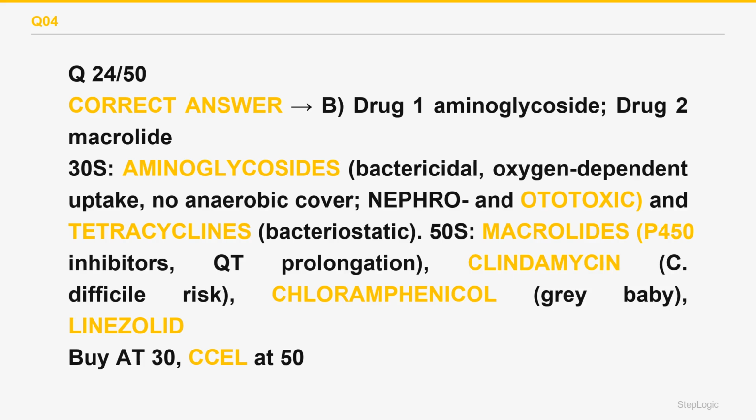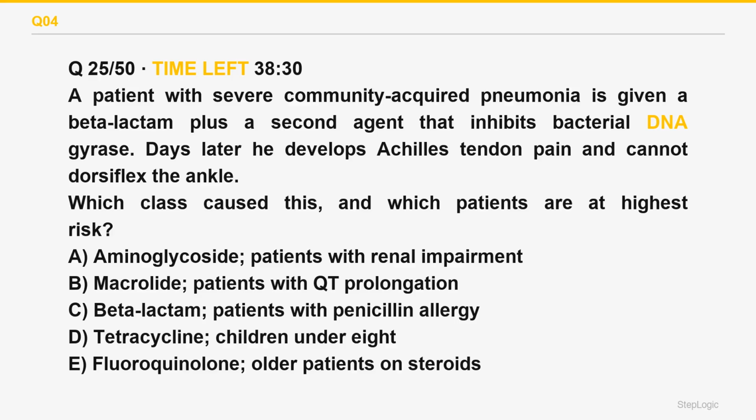Aminoglycosides are nephrotoxic and ototoxic. Macrolides prolong the QT interval. Clindamycin is the classic precipitant of Clostridioides difficile colitis, and chloramphenicol causes aplastic anemia and gray baby syndrome. If you see a protein synthesis inhibitor, place the subunit, then recall its toxicity.